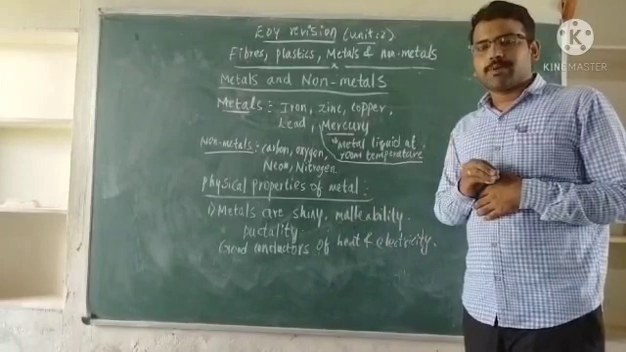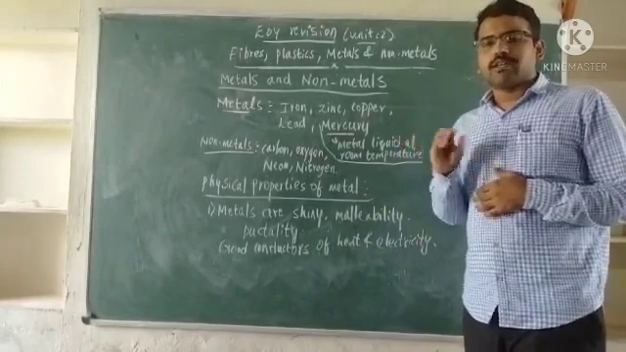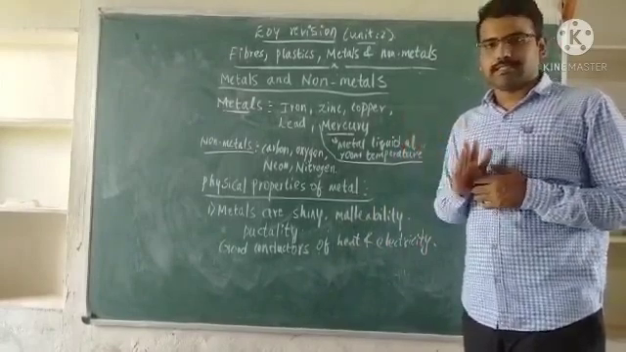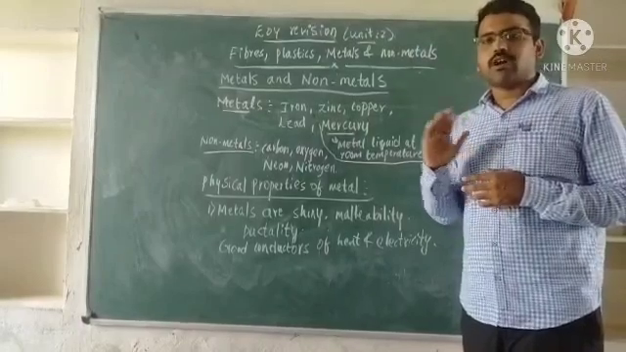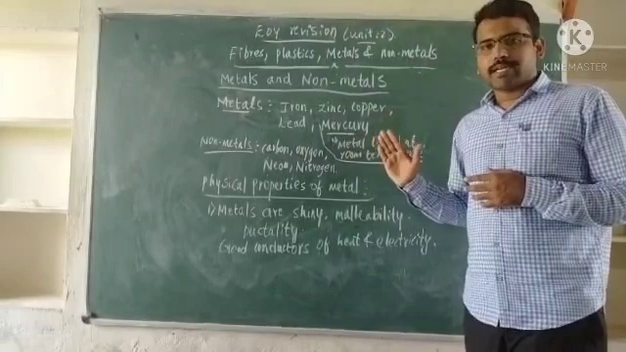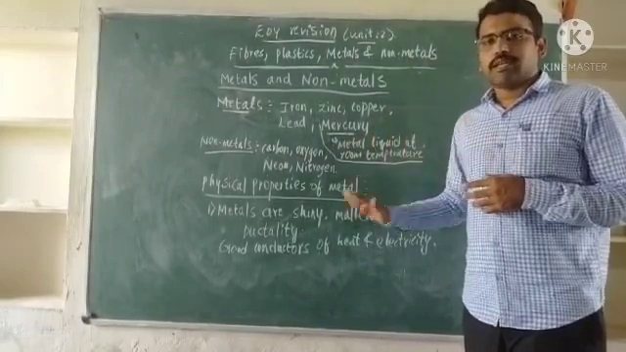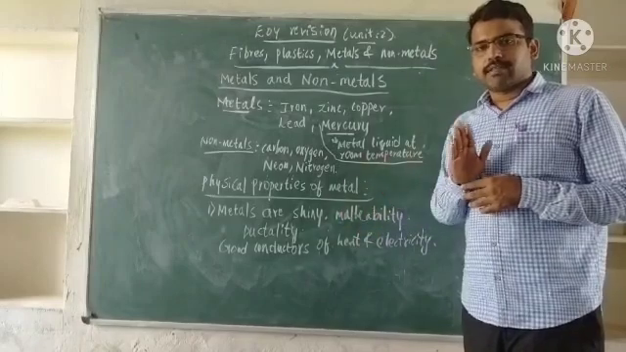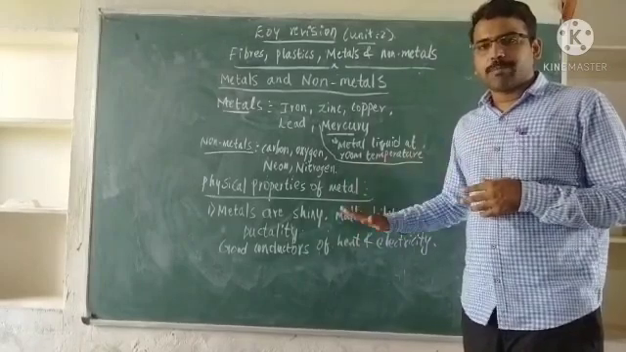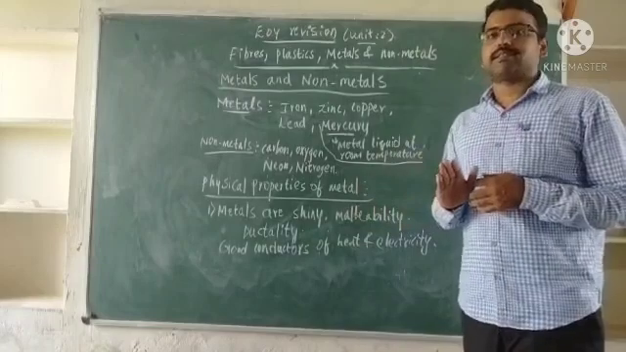The physical properties of non-metals are just opposite to those of metals. Understood? Here we have learned about the properties of metals, but the physical properties of non-metals are opposite to those of metals.